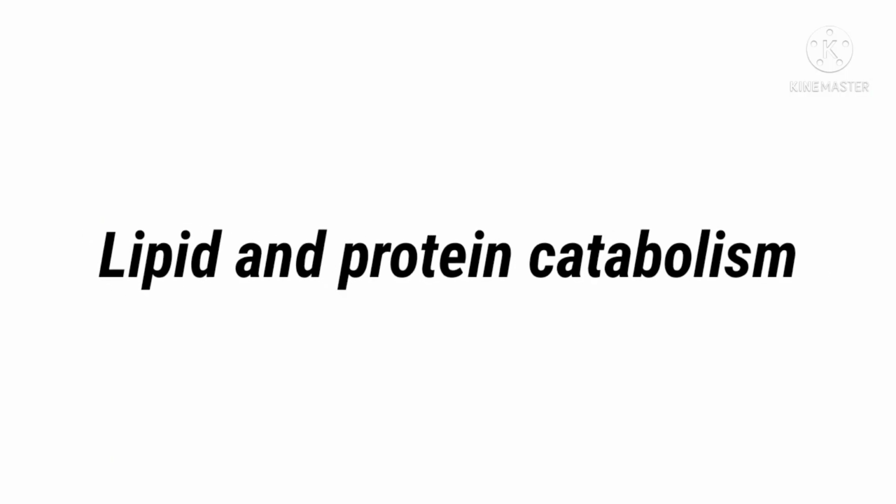Now let's go to lipid and protein catabolism. Lipids and proteins can also be used as a source of energy to produce ATP. Different amino acids enter glycolysis or the Krebs cycle at various stages. Fatty acids are broken down to acetyl groups and feed into the Krebs cycle.